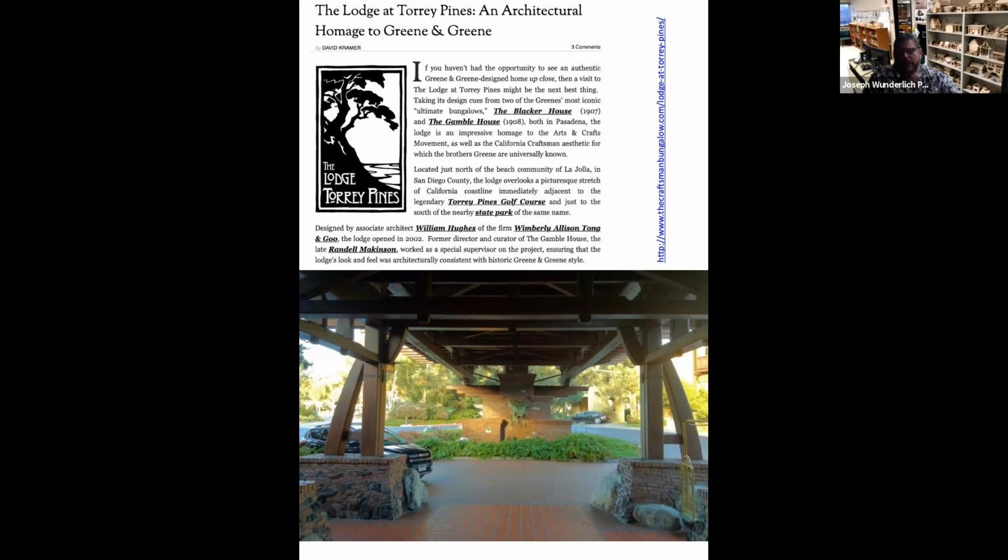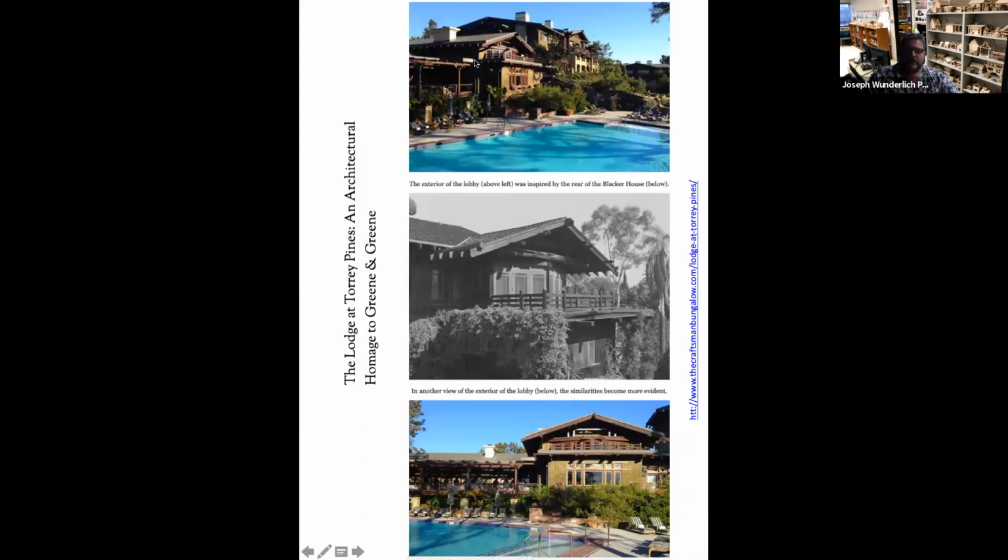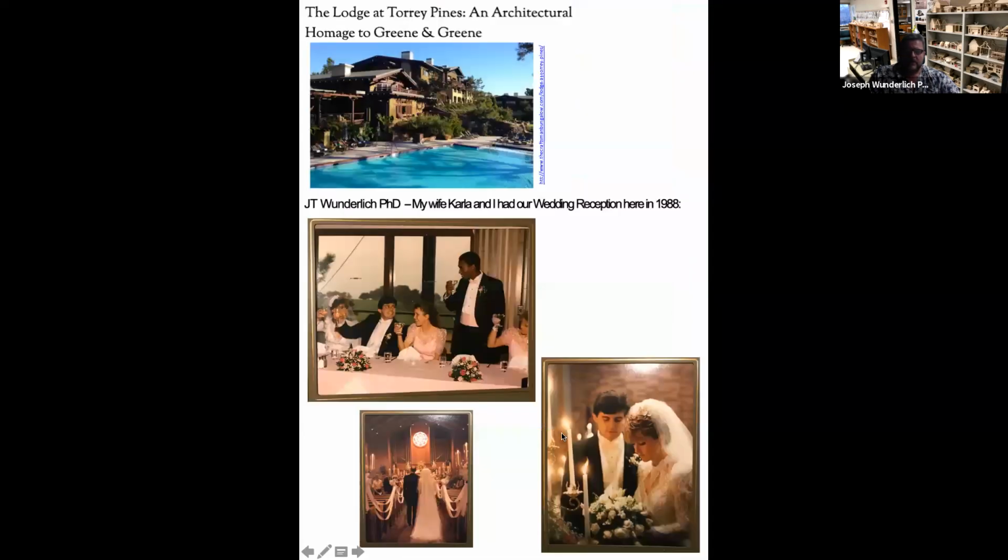And then my wife and I were married in this church. This is inspired by Greene and Greene. You can see the Japanese influence. This is a portico at the Torrey Pines Golf Course. And you can see this back porch and everything here being inspired by the Greene and Greene designs in Pasadena, which is inspired by Japanese things.